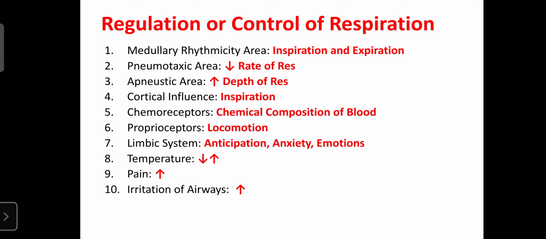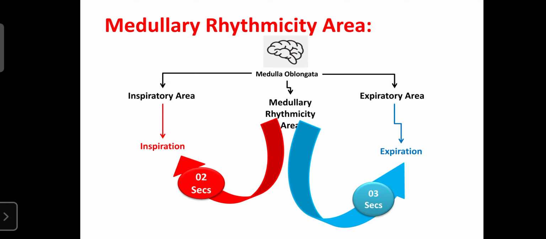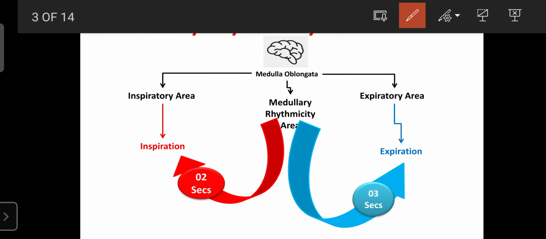So now we will learn one by one. First we concentrate on the medullary rhythmic area. Dear students, this area is mainly present in the medulla oblongata. The medulla oblongata has a group of particular neurons, their nuclei present there. They are involved only in the regulation of respiration, and that area is known as the medullary rhythmicity area.